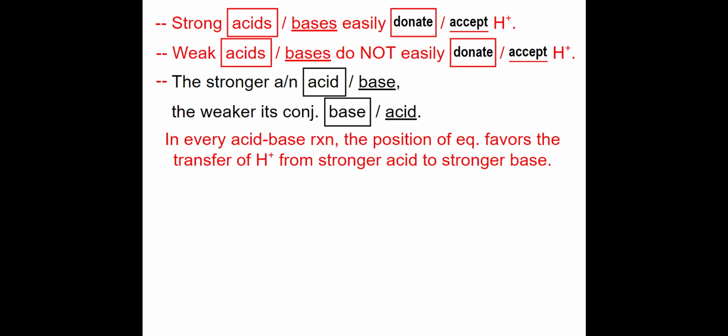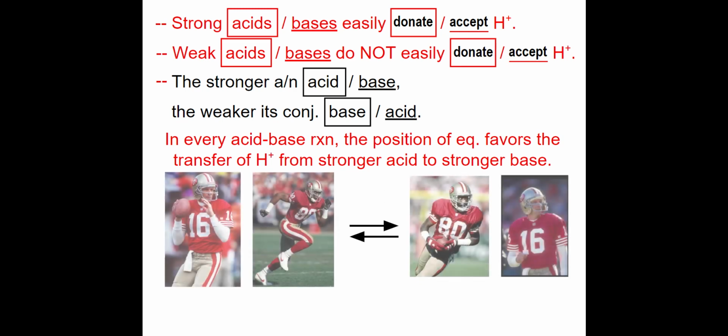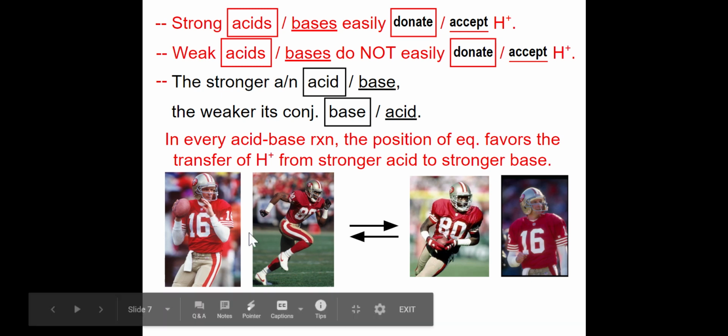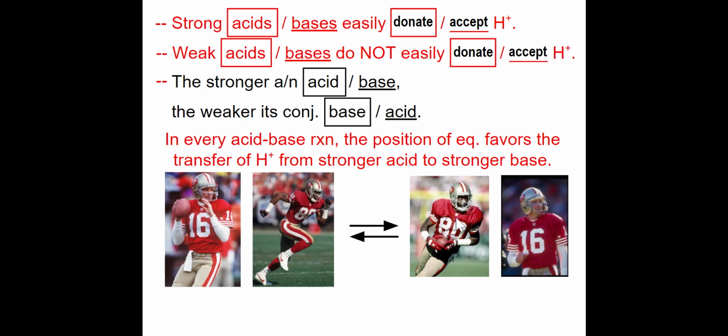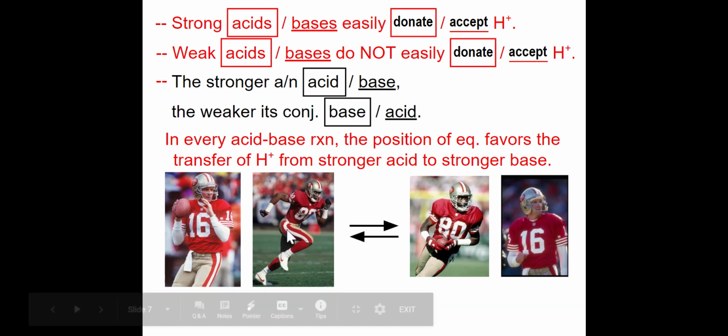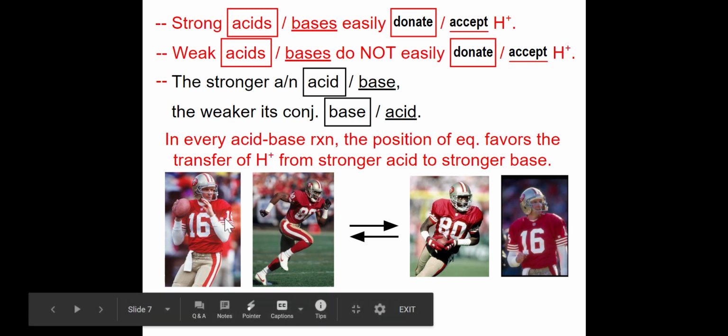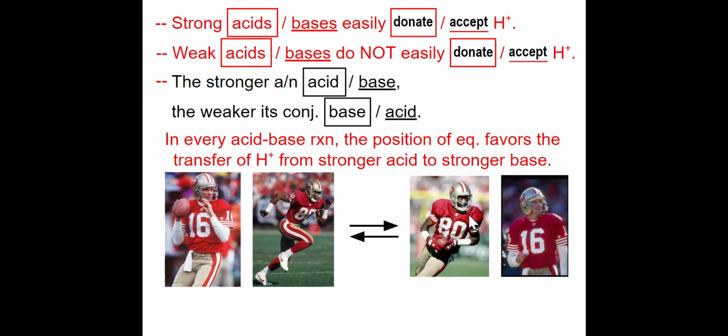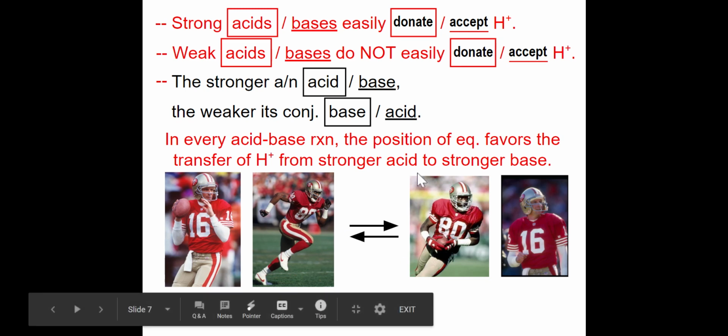In every acid-base reaction, the position of equilibrium favors the transfer of hydrogen from the stronger acid to the stronger base. So if you're reacting an acid with a base, the reaction is going to be driven toward the stronger side. In this case, we have Joe Montana throwing to Jerry Rice. Going the other way would be Jerry Rice throwing to Joe Montana. These are the more favorable situations. So the reaction is going to be driven this way toward the products. Even though the reverse can happen, it's not going to happen as strongly.